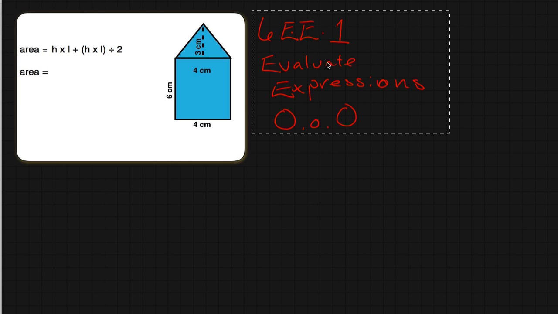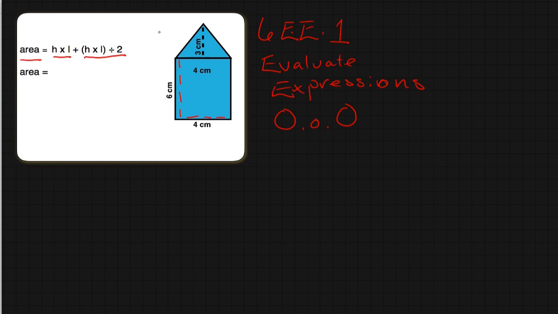Well, first of all, in the first video, we're going to talk about what it means to evaluate something and what an expression is. So let's take a look at those two things to start with. In this picture here, we have a little house figure, right? And it tells us that we can find the area of this house by taking the height times the length and adding it to the height times the length divided by 2. Now, if you look over here, the first part shows us the height and the length. That's the area of a rectangle. If you just multiply those two things together, we get the area of a rectangle.